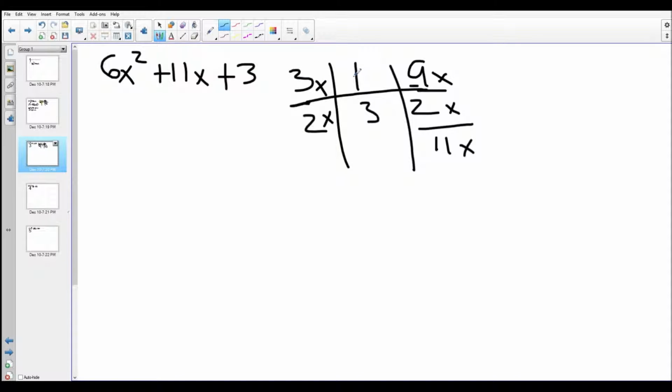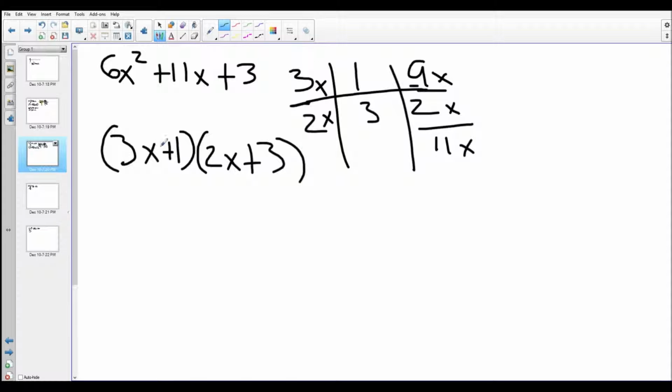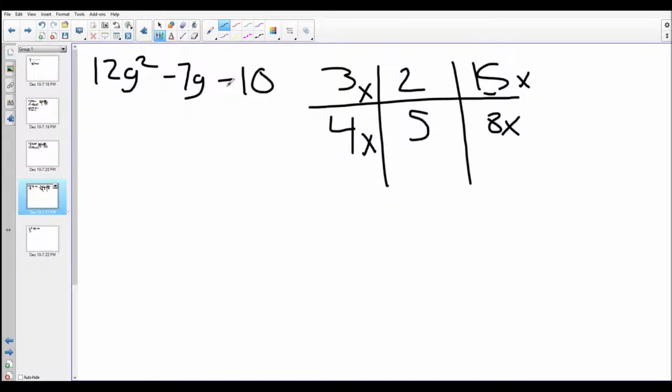Now we take these two numbers and these two numbers and put them into brackets. So we'd have the 3x plus 1 in one bracket, and then 2x plus 3 in the other. And if you want to check, you can expand and you'd get right back to here. So now we have to get -7 out of these two numbers. So if we make 5 a negative, this would give us -15x plus 8x will give us -7x.